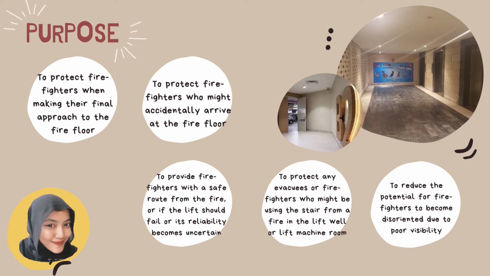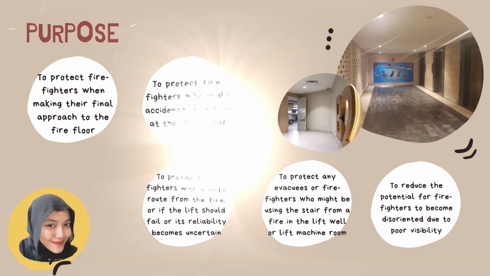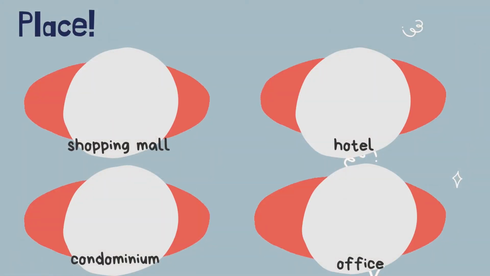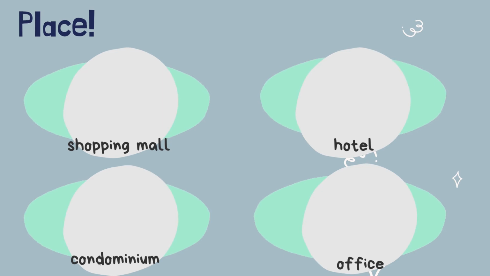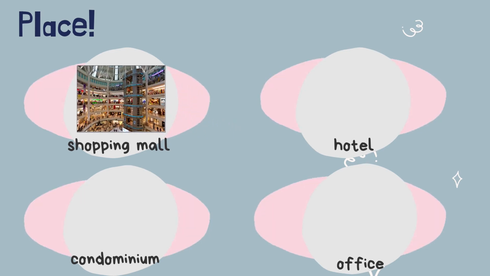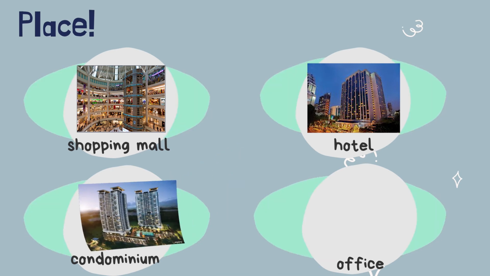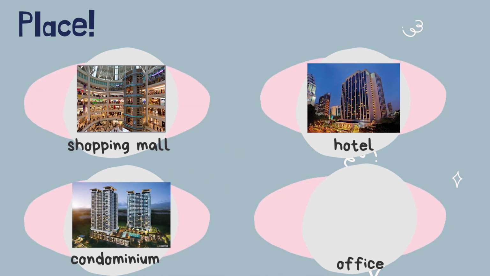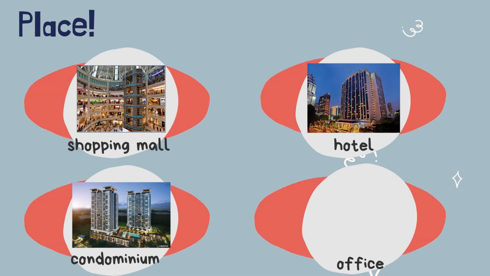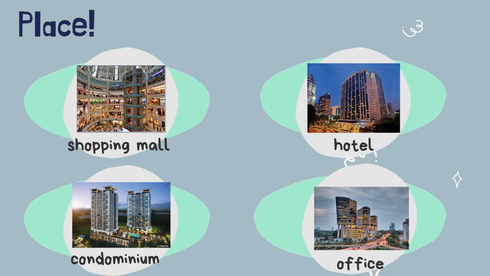Lastly, to reduce the potential for firefighters to become disoriented due to poor visibility, which means the lobby is a safe space for firefighters when they become weak or feel like they cannot breathe. So that's all. This is some of the places where we can see the firefighting access lobby, such as a shopping mall, or we can see it in hotels, condominiums, or any apartments or residences for high-rise buildings, and also for high-rise office buildings.